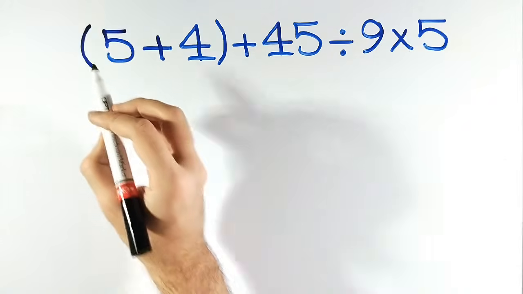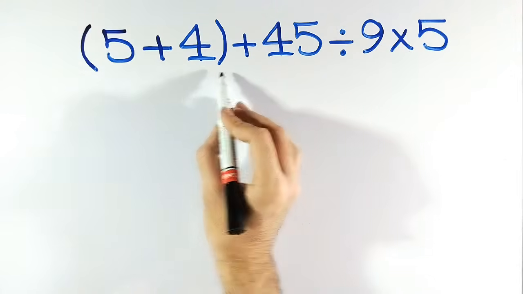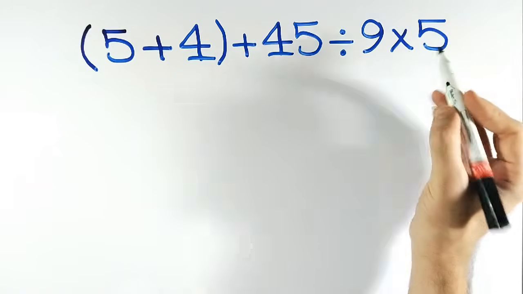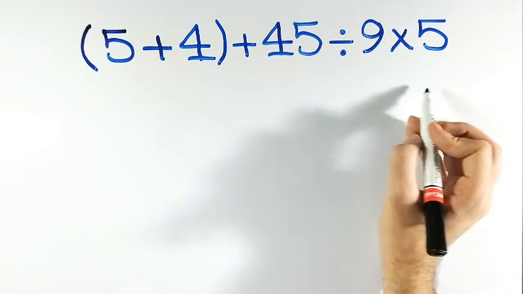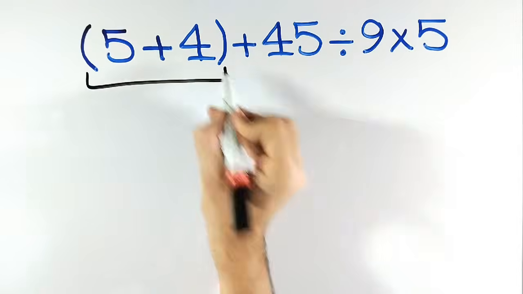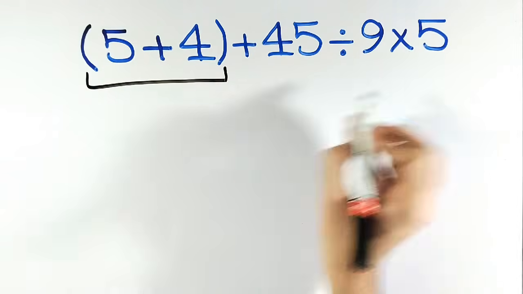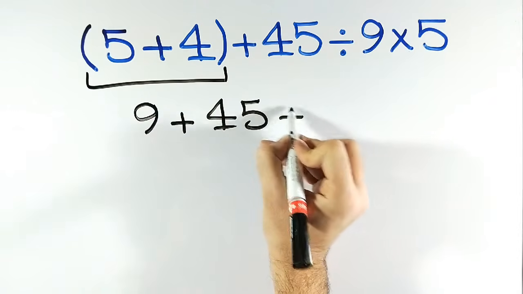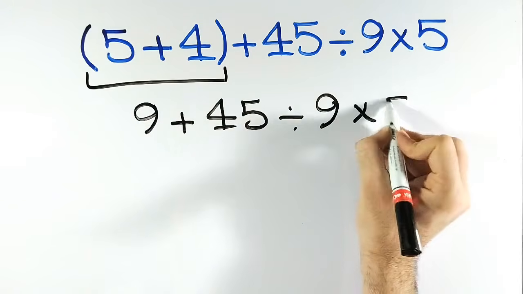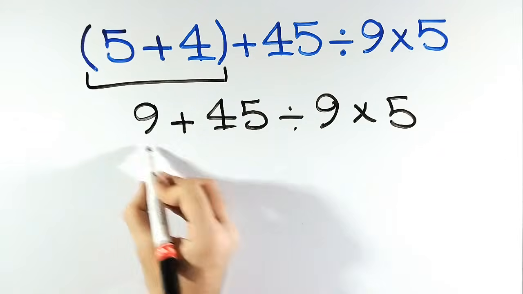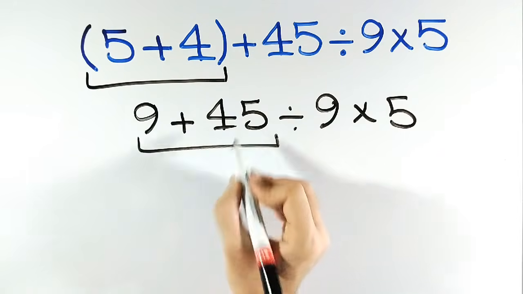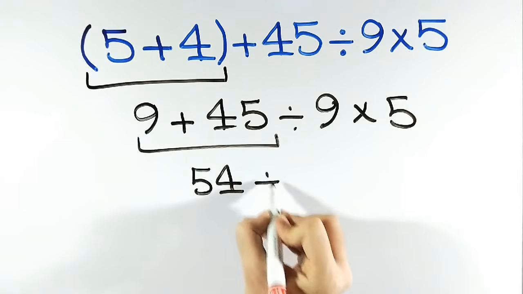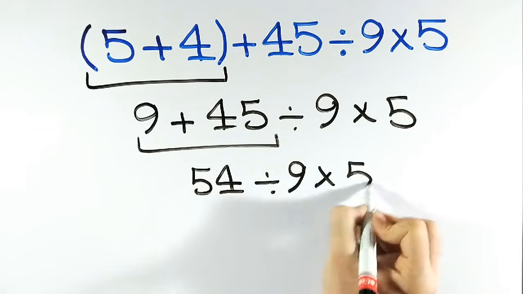What is the value of the expression 5 plus 4 inside the parentheses plus 45 divided by 9 multiplied by 5? Many people, when solving this question, first go for the expression inside the parentheses and instead of this expression, they write 9 plus 45 divided by 9 multiplied by 5. And the next step, they go for the addition between 9 and 45 and write this expression as 54 divided by 9 multiplied by 5.